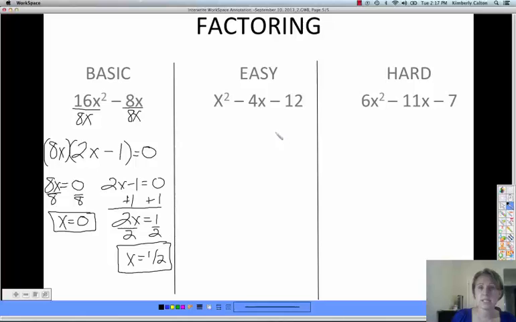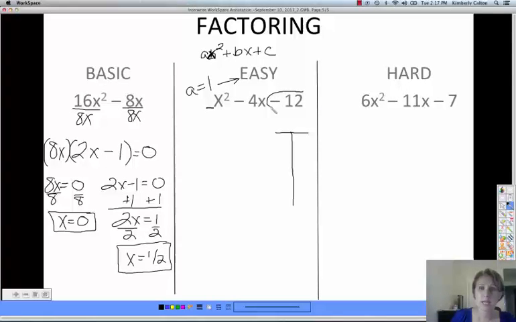Moving on to the easy kind of factoring, anytime we look at easy problems, we should notice a couple of things. All quadratics are in the form x squared plus bx plus c. In this case, a must always equal 1 for it to be an easy factoring problem. Here it is 1, so we're good to go.